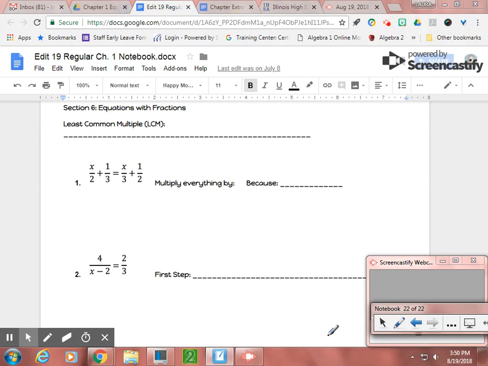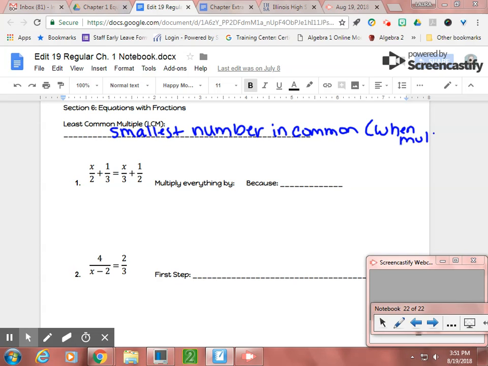Equations with fractions is a tricky lesson just because you have to think about a bunch of different things. The first thing we need to think about is our least common multiple. So our least common multiple is the smallest number they have in common. And you want to find that by multiplying. Okay, so here's what I mean by that.